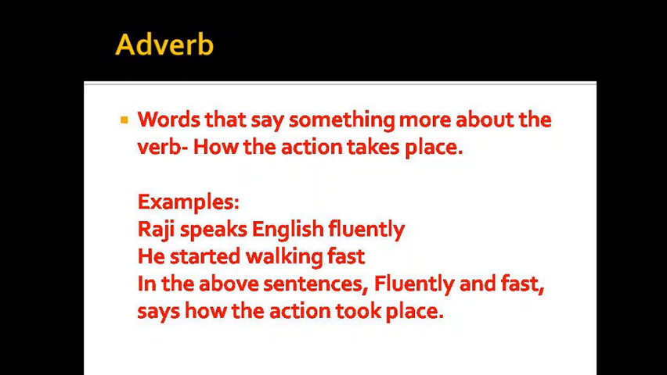Then comes adverb. Adverbs are words that say something more about the verb, how the action takes place. Raji speaks English fluently. He started walking fast. So here we have the words fluently and fast to say about how the action took place. So those are called as adverbs.